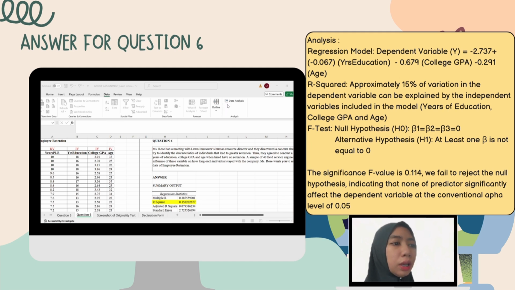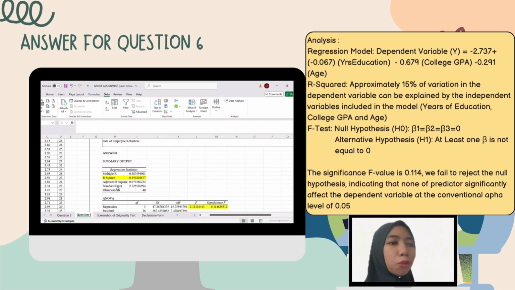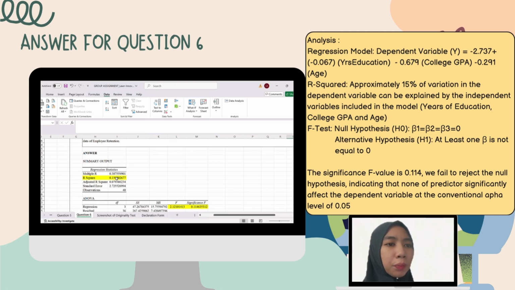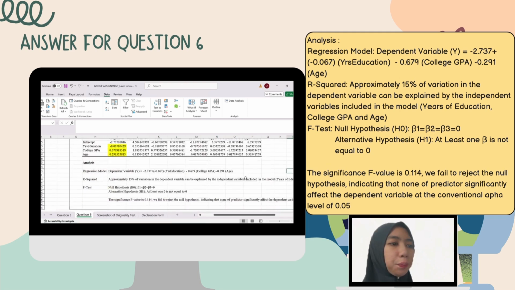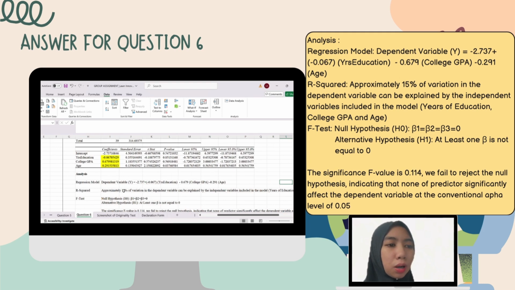So when we click OK, then the analysis will pop up like this. The summary output for the employee retention will pop up like this. So here is the summary output for question 6. We can see here the analysis that I get. The regression model, dependent variable Y, which is year, equals negative 2.737, which is this intercept coefficient, plus negative 0.067, which is year of education here, minus 0.679, which is college GPA, minus 0.291, which is age.